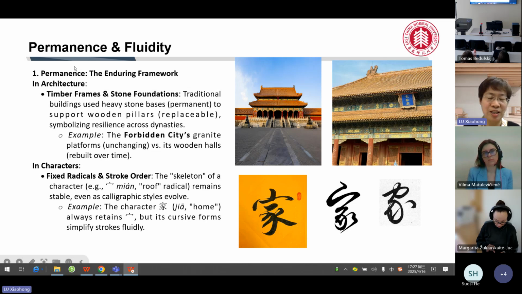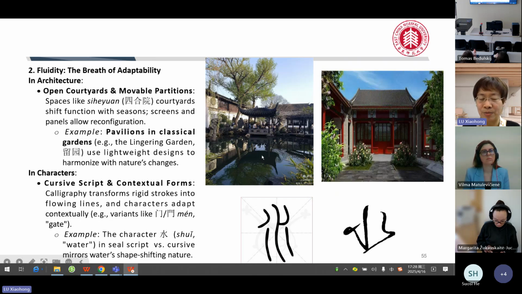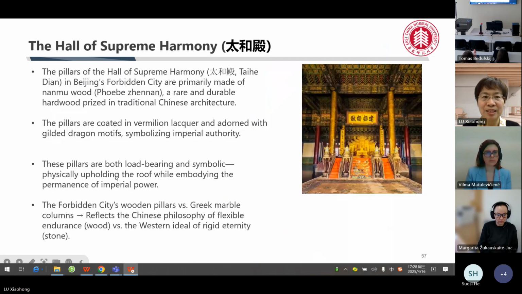And also, writing and structure both indicate the features of permanence and fluidity. For the building, they have the timber frame and a stone foundation. That's the permanence. And in characters, we have the fixed radical and the fixed stroke order. That's the permanence. But for fluidity, for example, in the garden, we have this river. It can flow. It gives us dynamic and flowing feelings. And also in the 四合院, you have the open courtyard and the movable partitions. That is a kind of fluidity. And in writing, we also have different scripts, like cursive script or contextual forms, etc. Okay, we'll skip that.